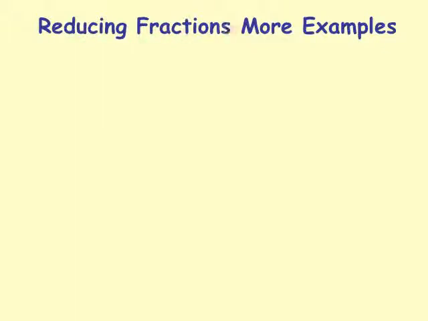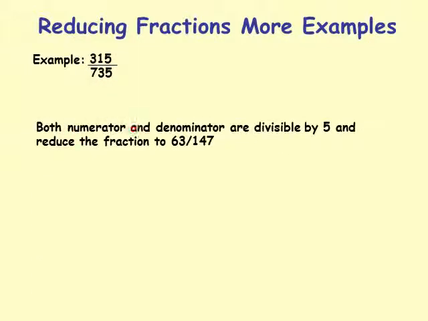Let's do some more examples here. Example: 315 divided by 735. Let's see how we reduce that. Both the numerator and denominator are divisible by 5. See, 315 ends in 5 and the denominator 735 ends in 5. So we reduce that by dividing by 5. So we get 63 divided by 147. All right. Let's continue.